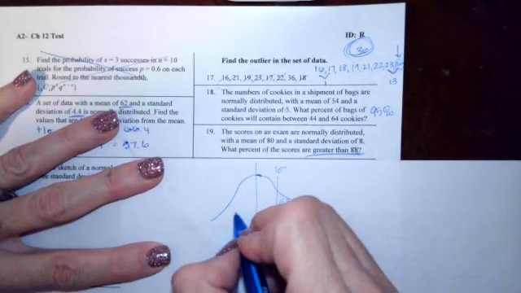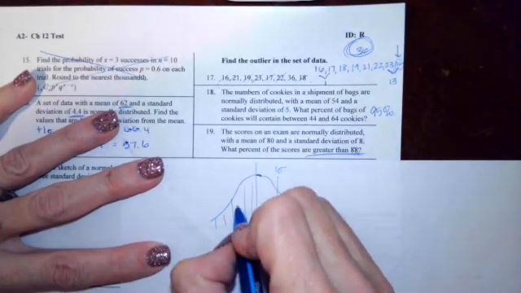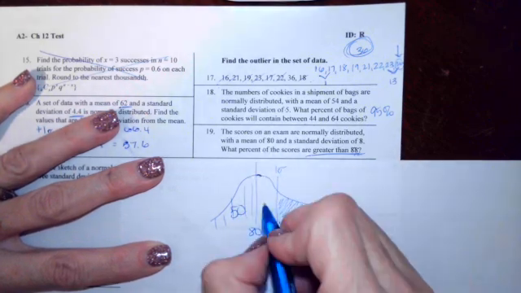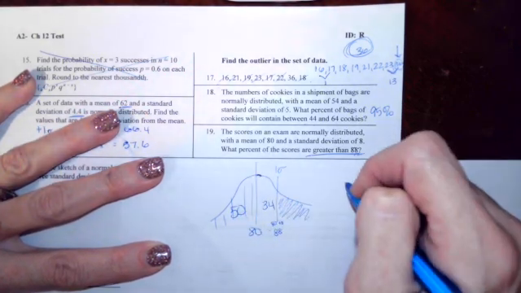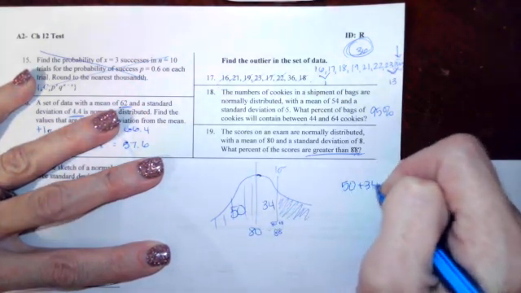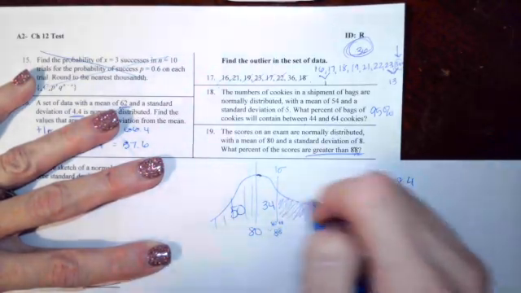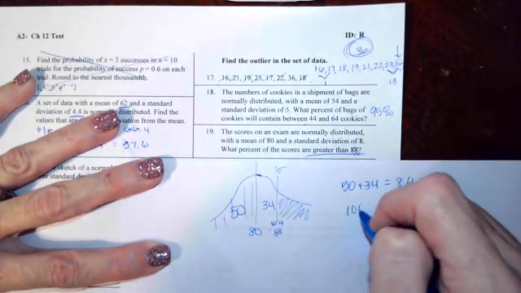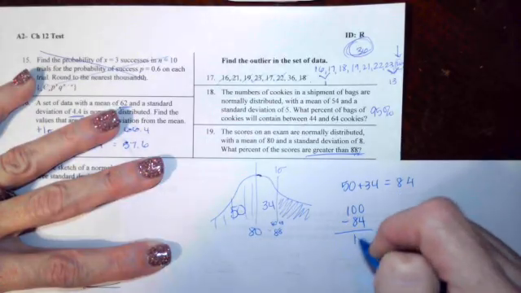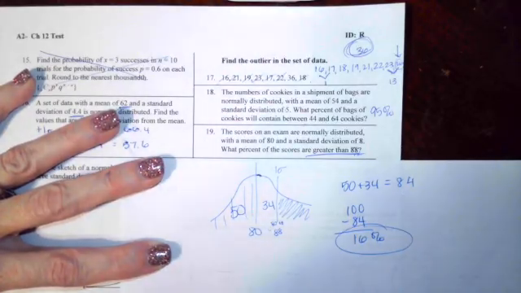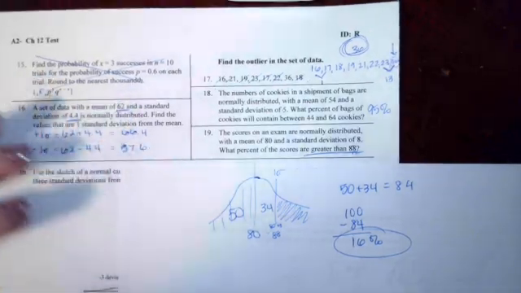I know from here, this is 50%. I know this is 34%. So 50 plus 34 is going to give me 84. And so then this part is 100 minus 84, which would give me 16%. Right?